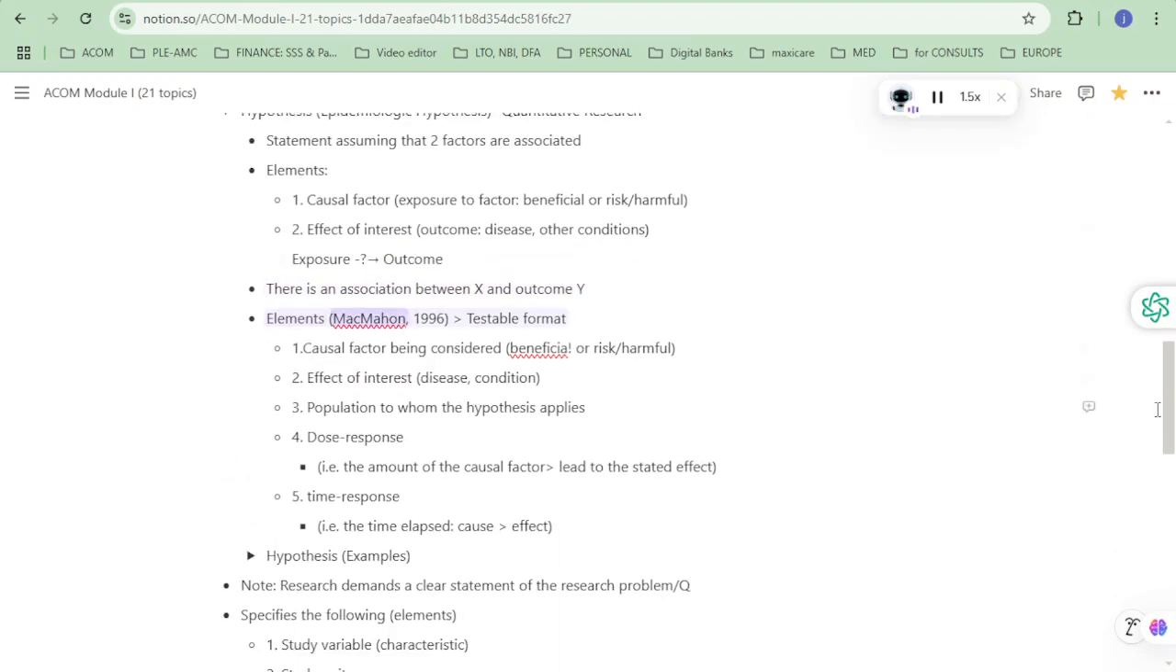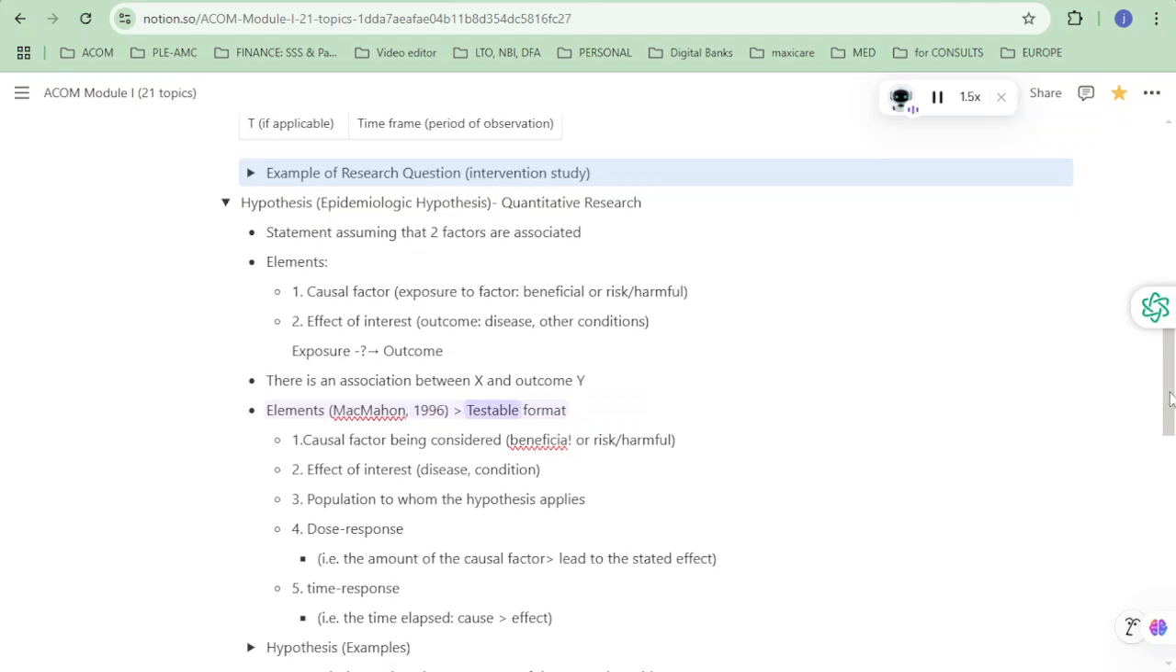Elements, McMahon, 1996, testable format. 1. Causal factor being considered, beneficial or risk/harmful. 2. Effect of interest, disease, condition. 3. Population to whom the hypothesis applies. 4. Dose response, i.e. the amount of the causal factor that leads to the stated effect. 5. Time response, i.e. the time elapsed between cause and effect.